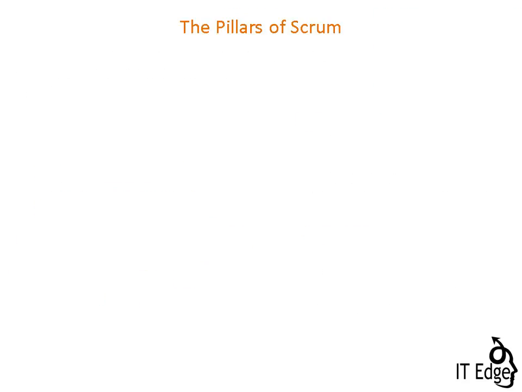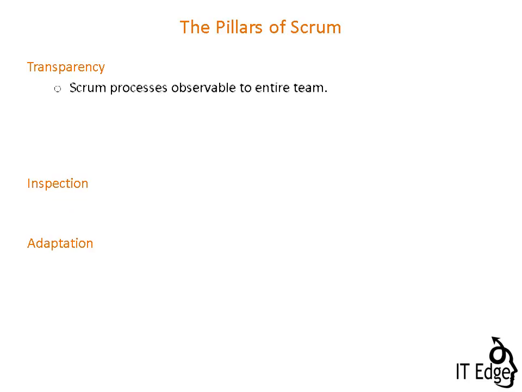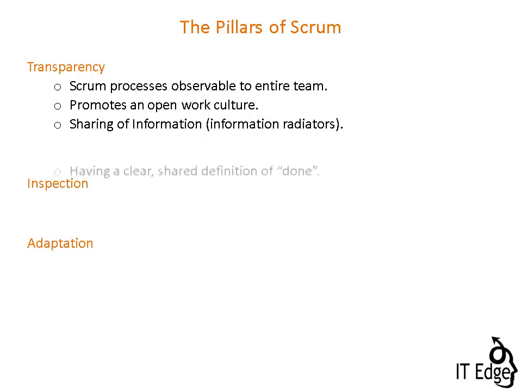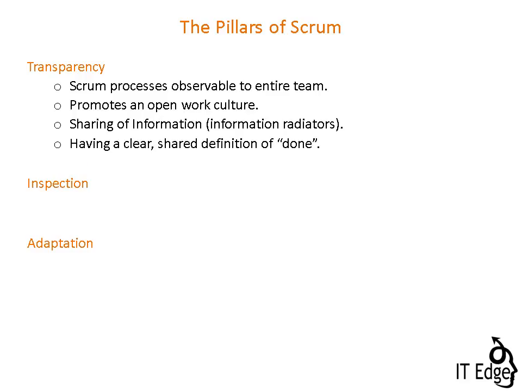The three pillars of Scrum are transparency, inspection, and adaptation. Transparency means the Scrum process is observable to the entire team. Scrum promotes an open work culture. There is sharing of information through information radiators. It also includes having a clear, shared definition of done.